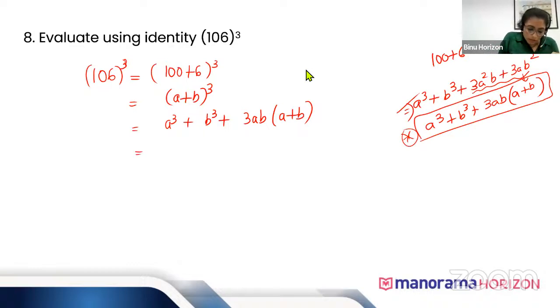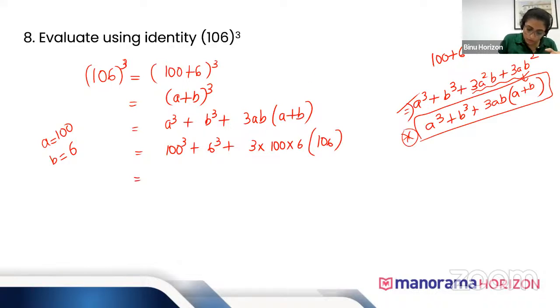So what we have to do here? Our A is 100 and our B is 6. So 100 cube plus 6 cube plus 3 into A, which is 100, into B, which is 6, into A plus B, 100 plus 6, that is 106. Now we have to solve this.